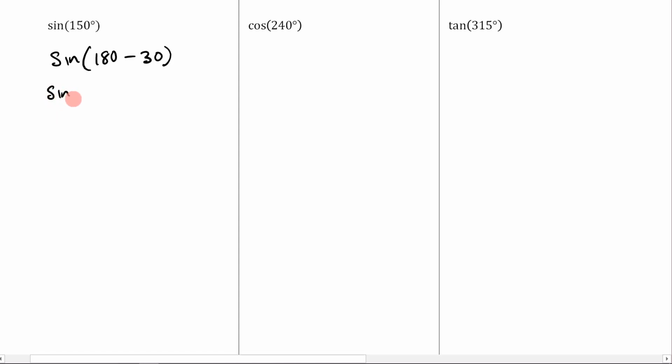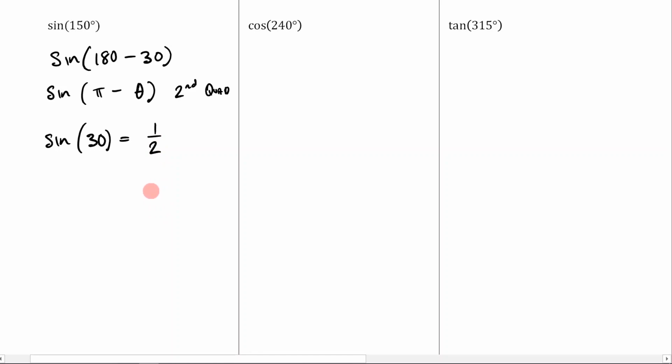Remember, that's the same thing as sine of pi minus 30, which is telling me it's going to be in the second quadrant. Is sine positive or negative in the second quadrant? Sine is positive in the second quadrant. So that means I'm going to end up with sine of the angle, and we know that the angle is going to be 30. So what is sine of 30? Sine of 30 is going to be a half.